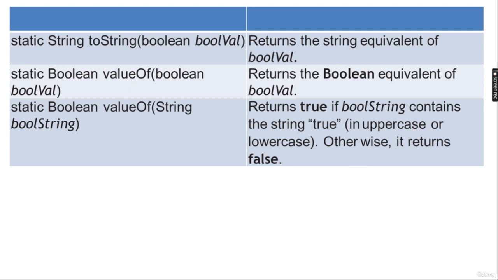static String toString(boolean boolVal) returns the string equivalent of the boolean. static Boolean valueOf(boolean boolVal) returns the Boolean equivalent of boolVal. static Boolean valueOf(String boolString) returns true if boolString contains the string true in upper or lower case, otherwise it will return false.